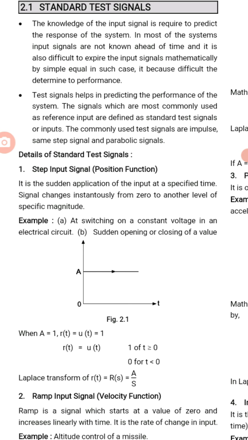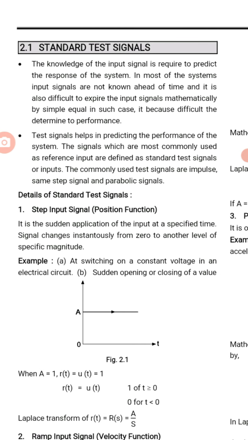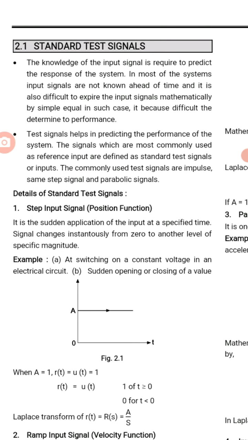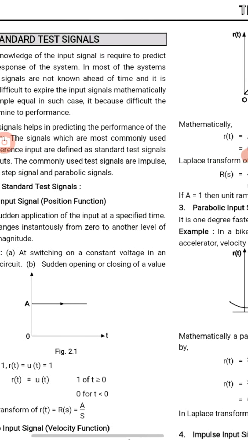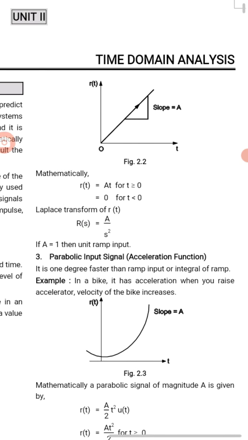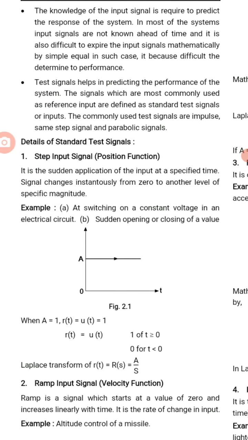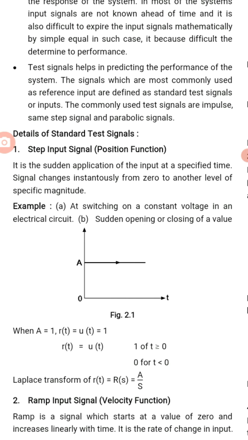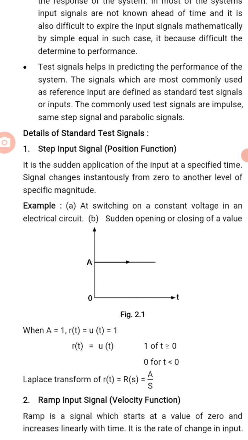There are 4 types of standard test signals. One is step input signal, which is also called position function. Then second one is velocity function, and third one is acceleration function, and last one is impulse function. As far as first one is concerned, step input signal, which is also called position function.